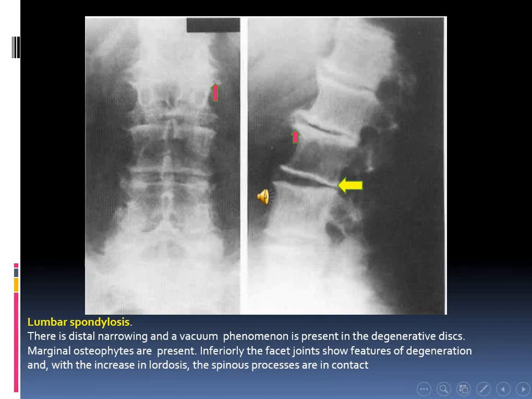Common abnormality in the vertebral column is the spondylosis. Here we have an example of lumbar spondylosis, in which there are degenerative changes seen in the form of decreased or narrowing in the intervertebral disc space. As you can notice, the space between the vertebrae has become very narrow. And also there is sclerosis in the end plate of the vertebra.